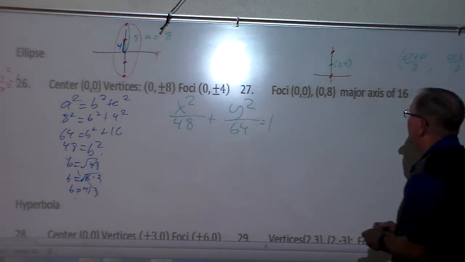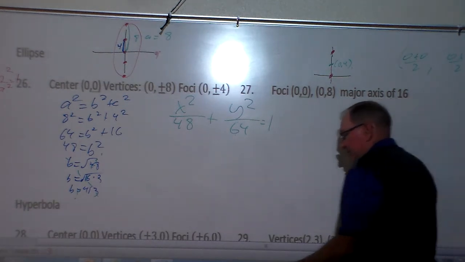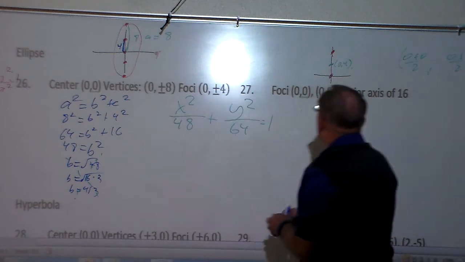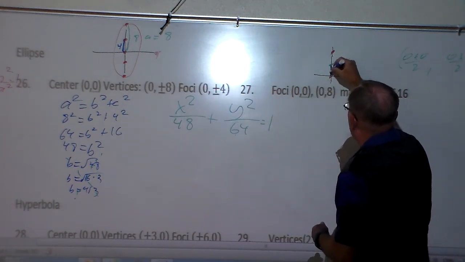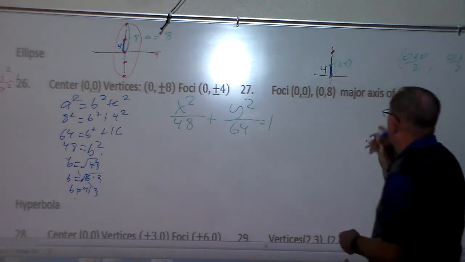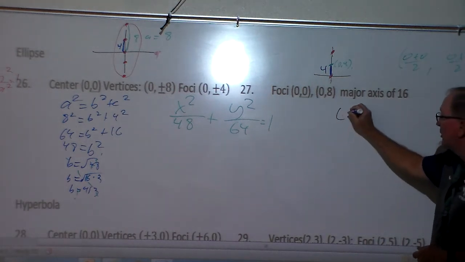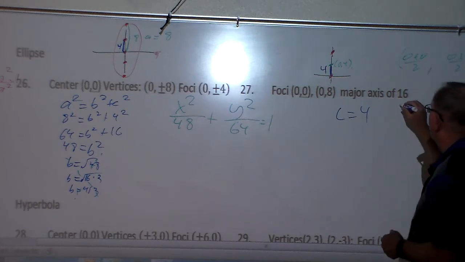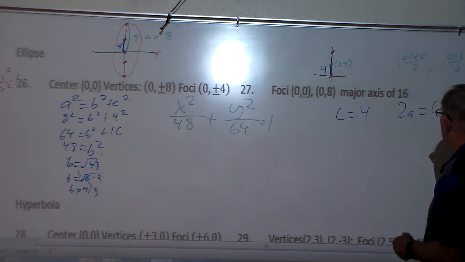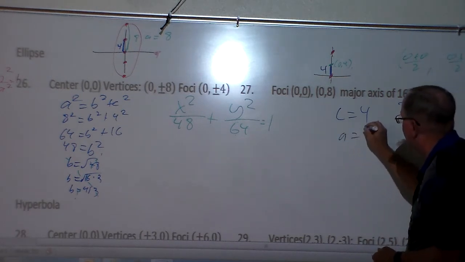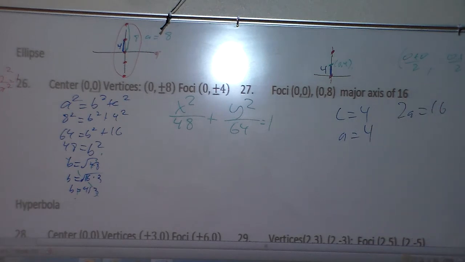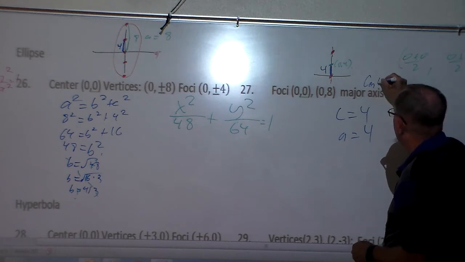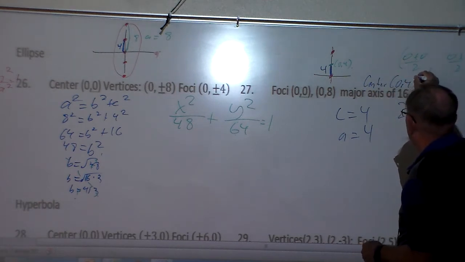The reason that's important is this. I know that the distance of my C from here to here is 4. So C is equal to 4. The major axis has a length of 16. Well, that's 2A, so 2A is 16, divided by 2. That means A equals 4. So then I know the center is also at the point 0, 4. That's real important. Need that in a second.